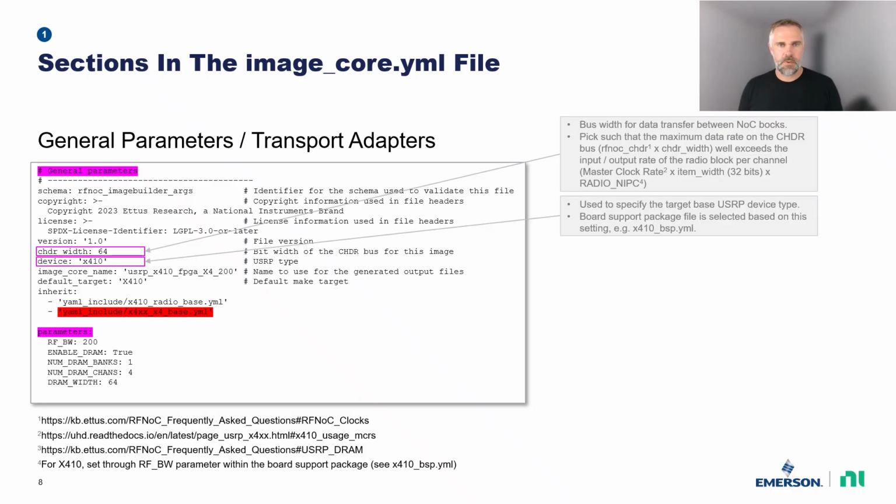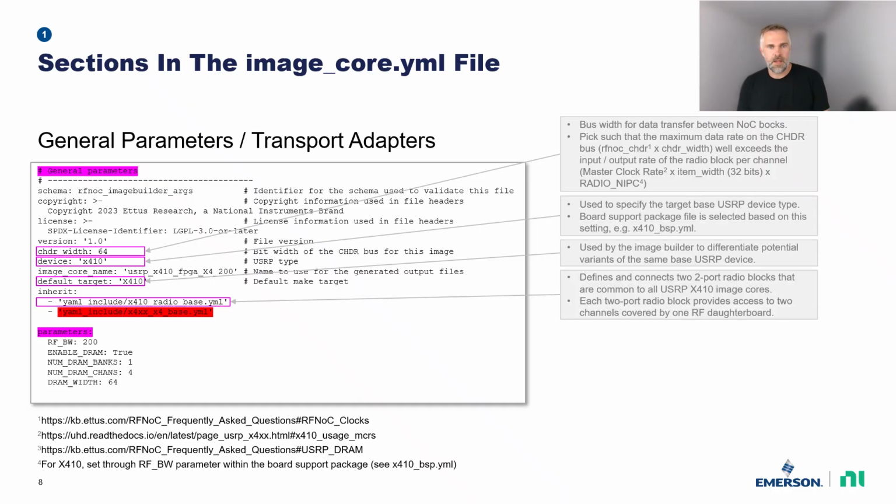This parameter typically has to be increased as we increase the RF bandwidth. The device parameter specifies the device type, in that case it's USRP X410, and the board support package is automatically selected based on that parameter. The default target parameter is used by the RFNoC image builder tool to potentially differentiate between variants of the same USRP device type. It has a static value, X410, for X410 devices. On other devices, such as USRP N300 or X300, it's used to differentiate between the different transport adapter variants.